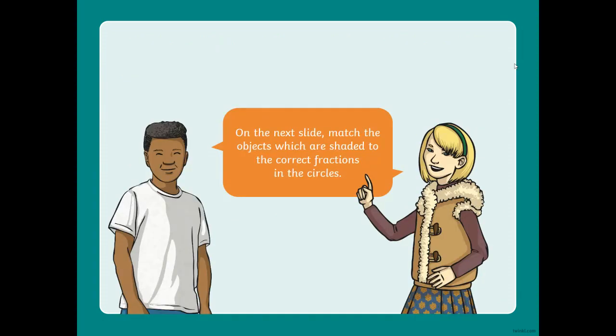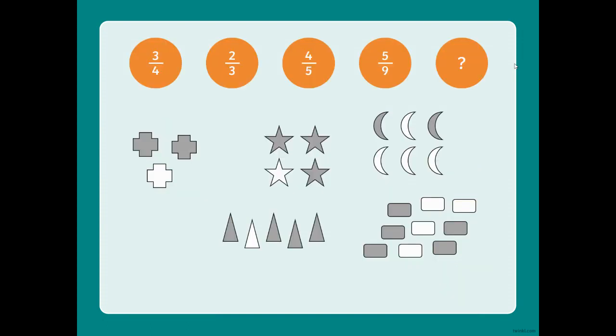On the next slide, match the objects which are shaded to the correct fractions in the circles. So this time, do we have unit fractions? Nope, no unit fractions, but we do have fractions. So our stars, 3 out of 4 are shaded, 3/4. For the crosses, 2 out of the 3 crosses are shaded, so we have 2/3. Go and finish up those last 3. Just do it in your head.